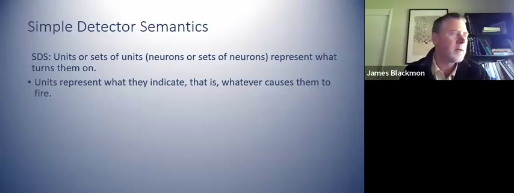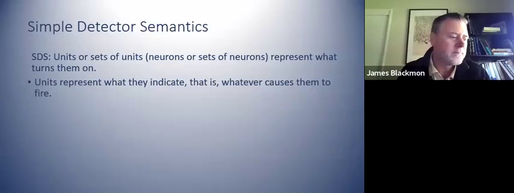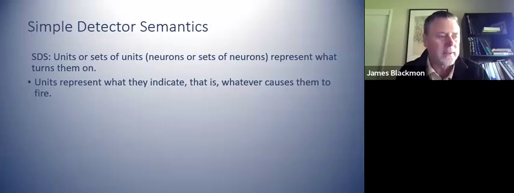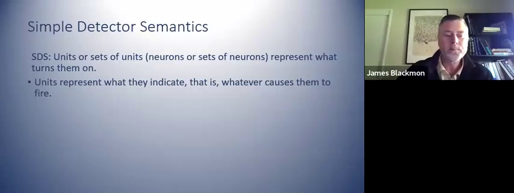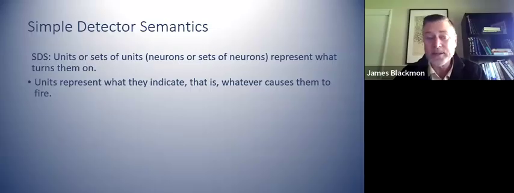One of my mentors, Robert Cummins, calls them indicators. So they go by all these different names, but they all have the same basic idea, and they're unified by the term simple detector semantics. And that's just that units or sets of them, and we can be talking about anything, we could be talking about neurons, but don't have to be, represent whatever activates them, whatever turns them on, right? And that's what we have McCulloch and Pitts using as their theory of representation.